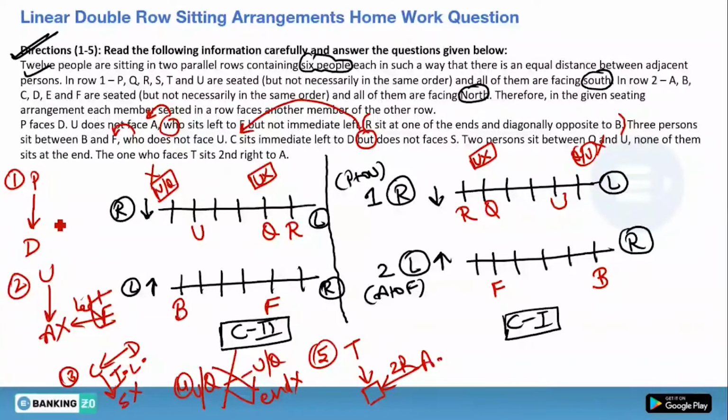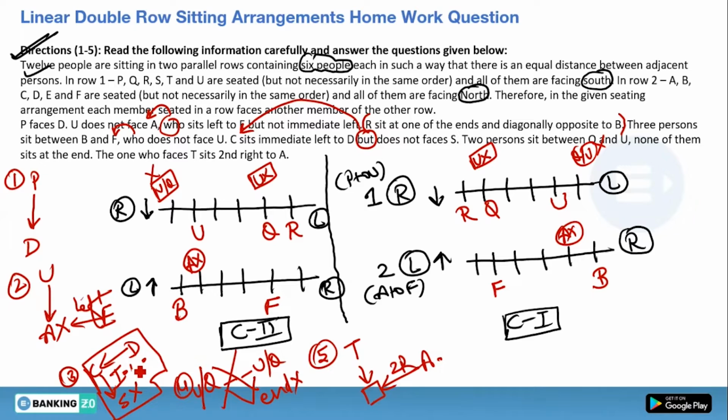Now we know that P faces D. Okay, now let us check the spaces available for P and D. P can come over here. Similarly, P can come over here also. So there are two possibilities. So we cannot put this hint also. Okay. In case number 1 also, there are two possibilities for P and D. So we cannot put this hint also. So let us check the another one. We know that U does not face A. Okay. So in front of U, A is blocked. Similarly, in case number 1, in front of U, A is blocked.